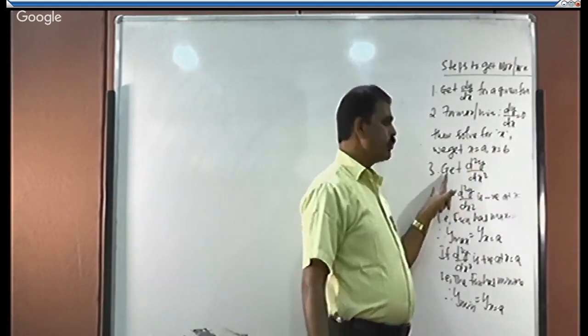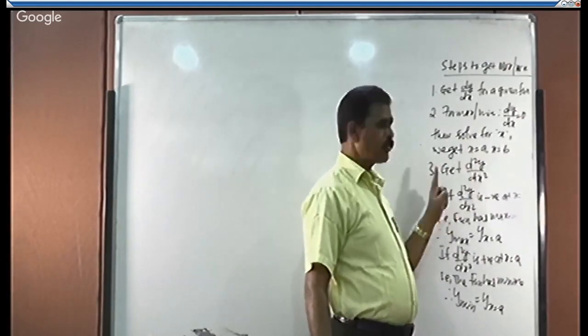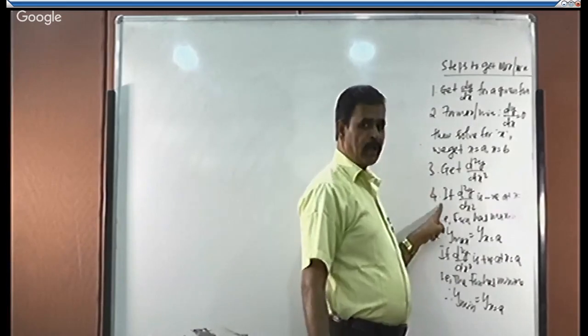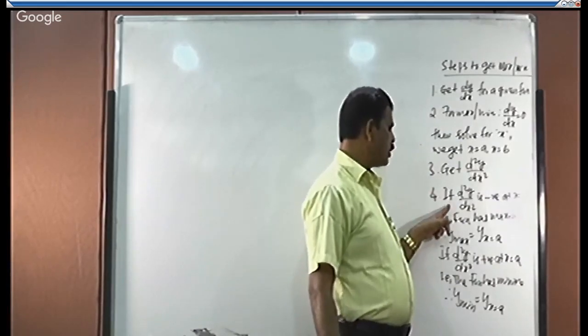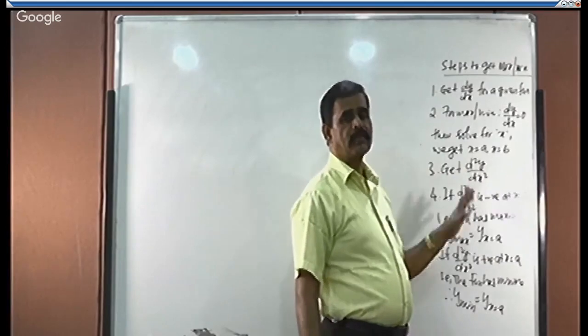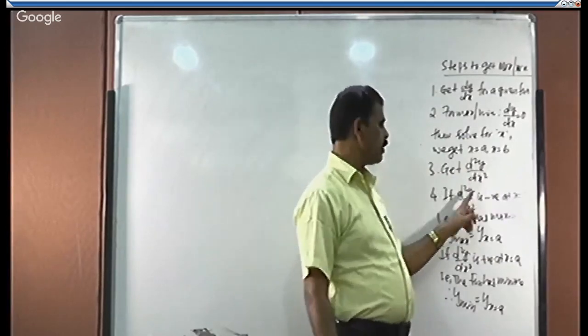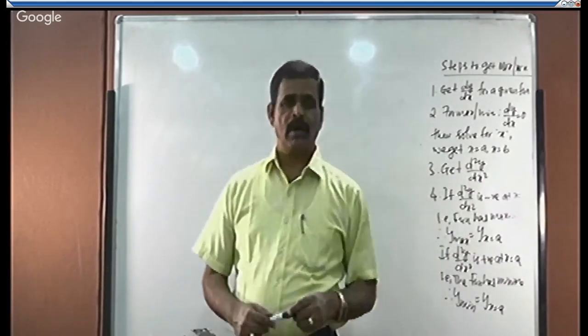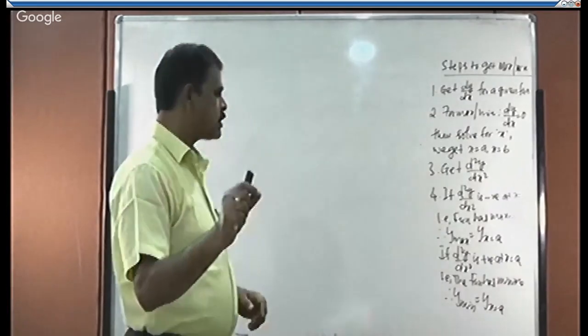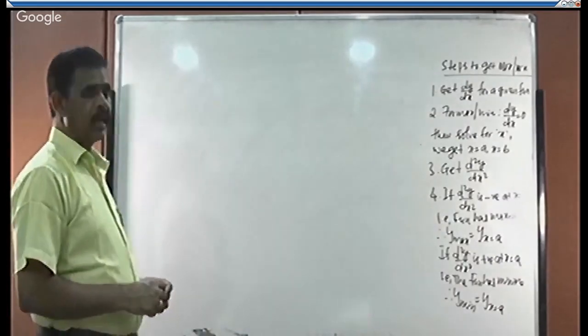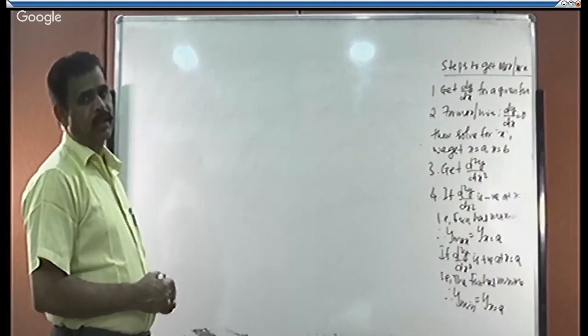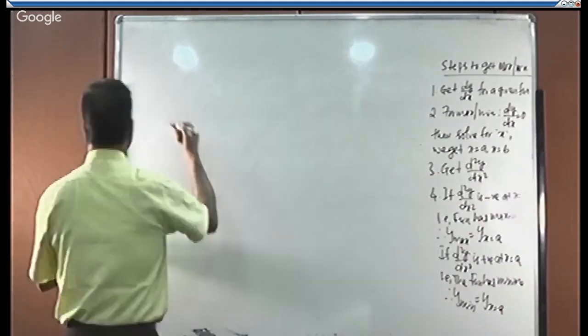Third step is get d square y by dx square. Fourth step is important. Substitute the x value in d square y by dx square. If you get negative, that indicates the function has a maximum. How to get the maximum value? Just substitute the value of x in y, right? See this.